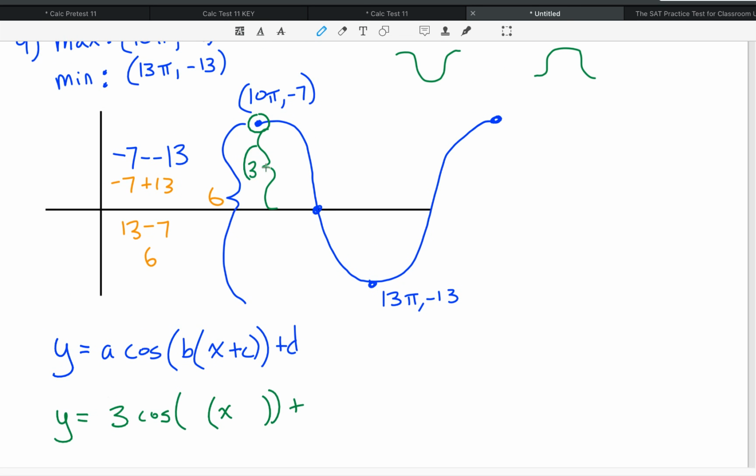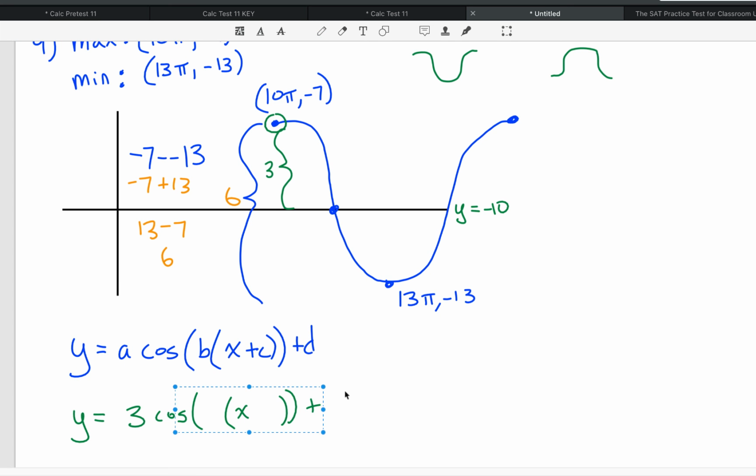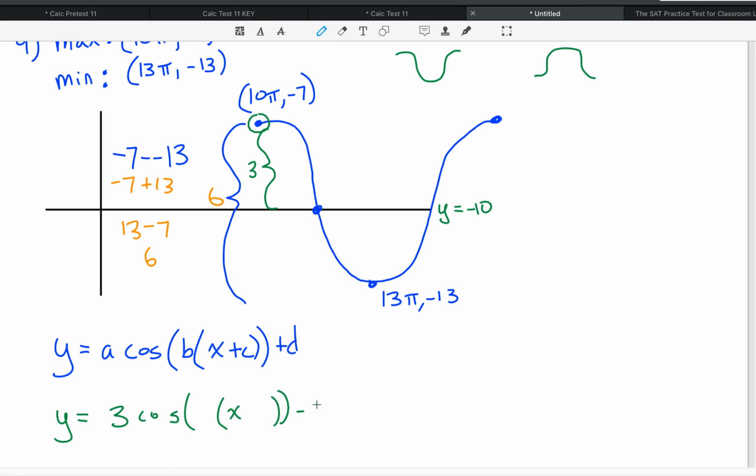Well, I know if the distance here is 3 and I started at -7, if I go down an additional 3 units, I was already negative, I'm going to go negative even more. I get to what number? And you can also think of this as the average between -7 and -13 is -10. This line right here is y equals -10. So my midline is not a plus, Mr. Sindel. This is a minus. Let's get rid of that. This should be a minus 10.